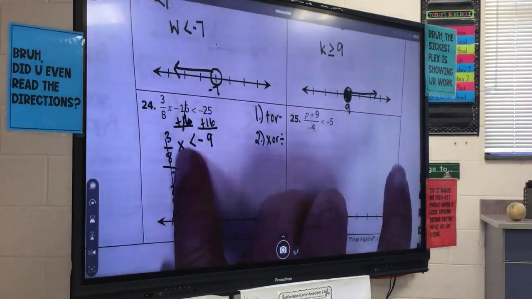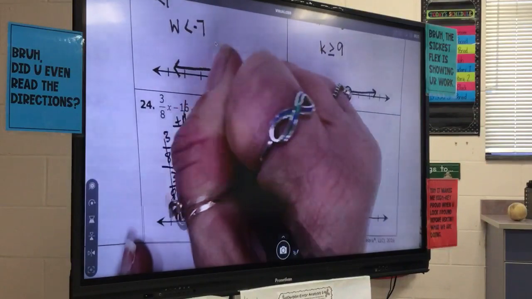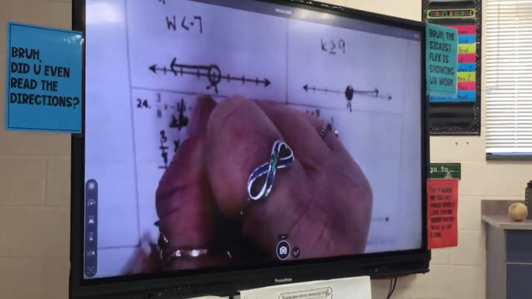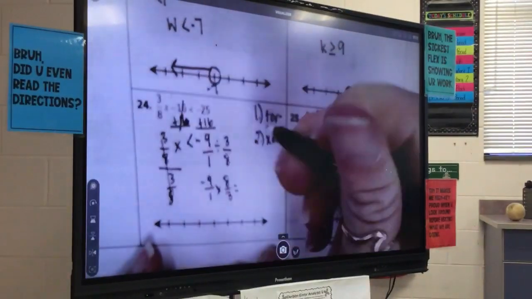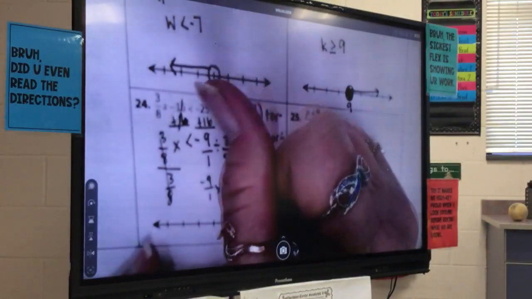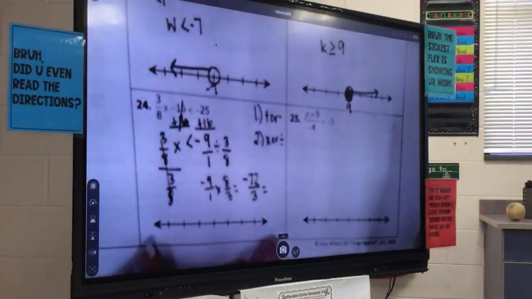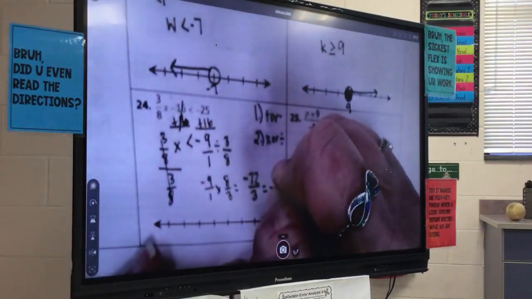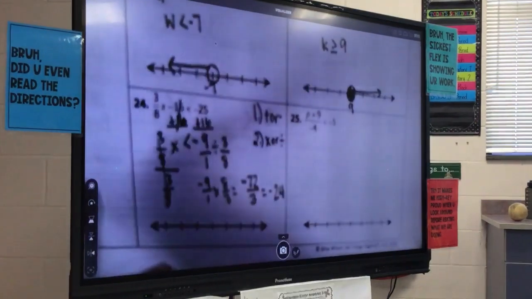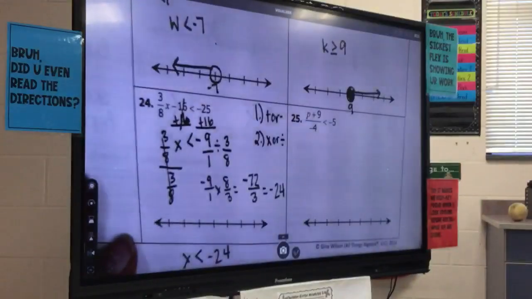Yes, because right here, this is multiplication, so you're doing division. So that means you're doing -9 divided by 3/8. When I rewrite this, I have -9 over 1 times 8 over 3. What is -9 times 8? -72 divided by 3 gives me negative what? 24. So the answer to this one, and I gotta make sure I have x is less than negative 24.